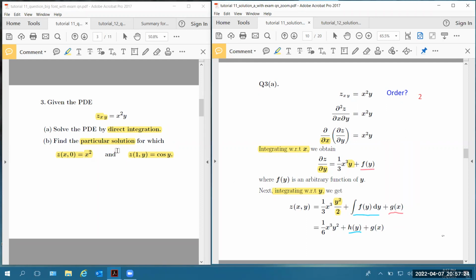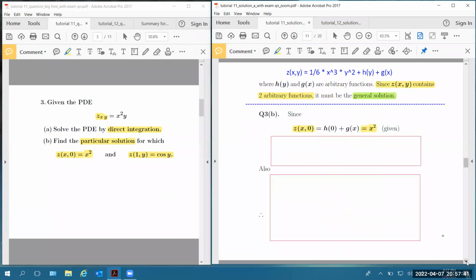Part B is you have 2 conditions given. You want to find the particular solution. So these 2 conditions will help us to determine the g(x) and the h(y). So let's go and do that. This general solution, I'll bring it to the next page. So this one is a general solution. So I also write here, this is the general solution. Now let's go and get part B, the particular solution.